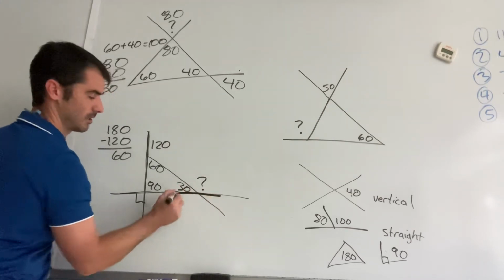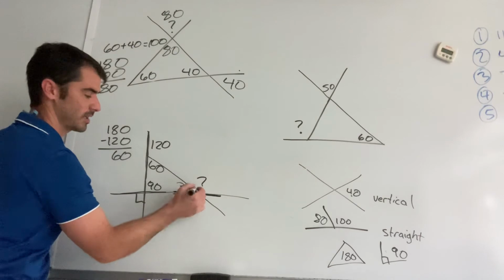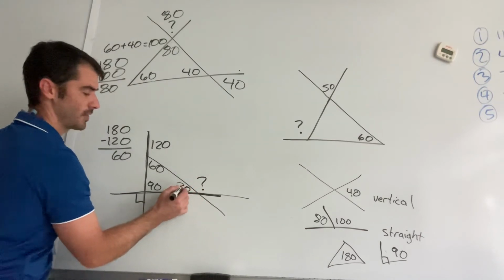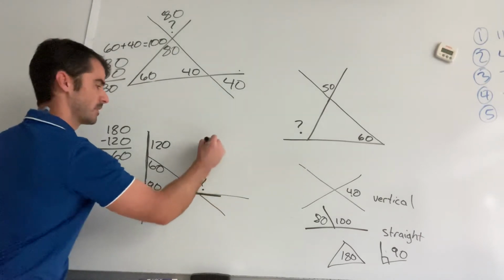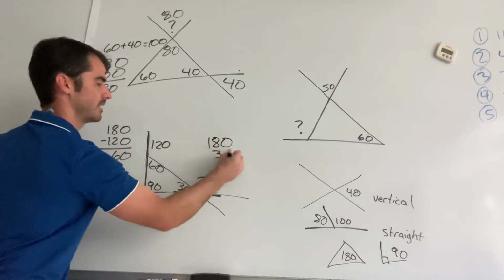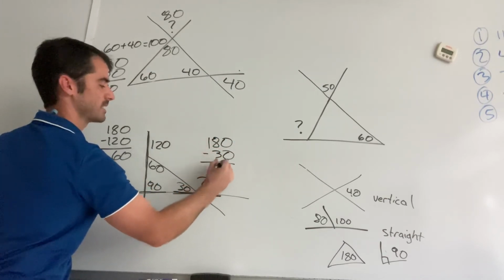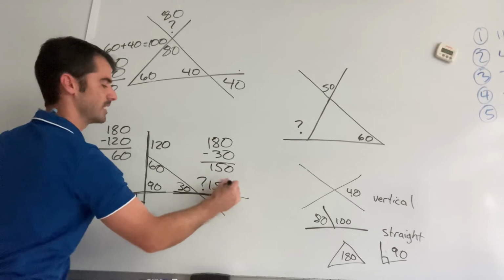Straight line. Look for that straight line. Straight line separated into two parts. 30 on one side, total of 180. That means I must be missing 150.